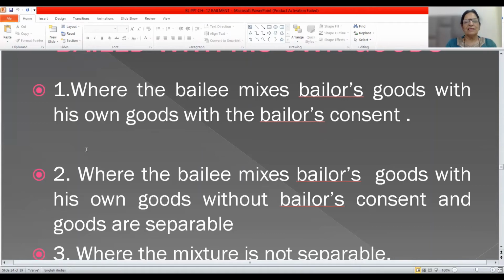Then in that case, the expenses of separation will have to be borne by the bailee. And where the mixture is not separable, that is, we cannot separate which goods belong to the bailor and which goods belong to the bailee, then the bailee has to suffer the loss. He will have to compensate the bailor for the loss.